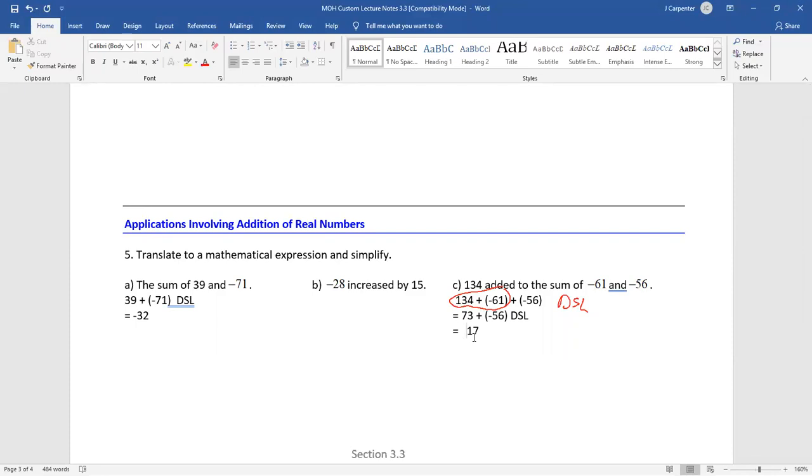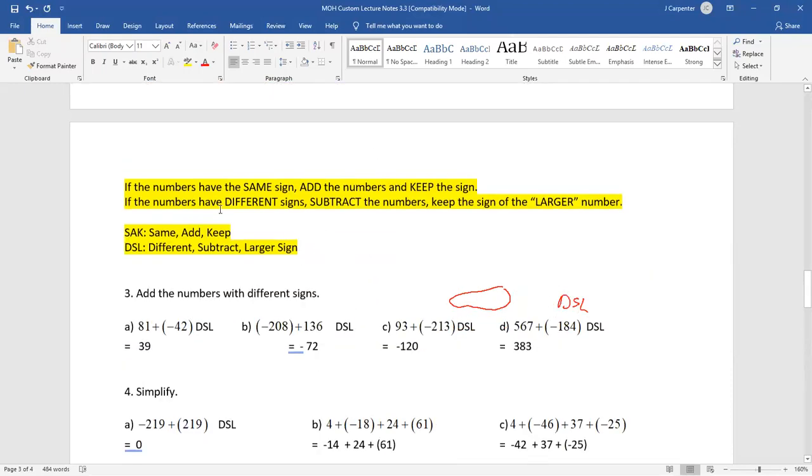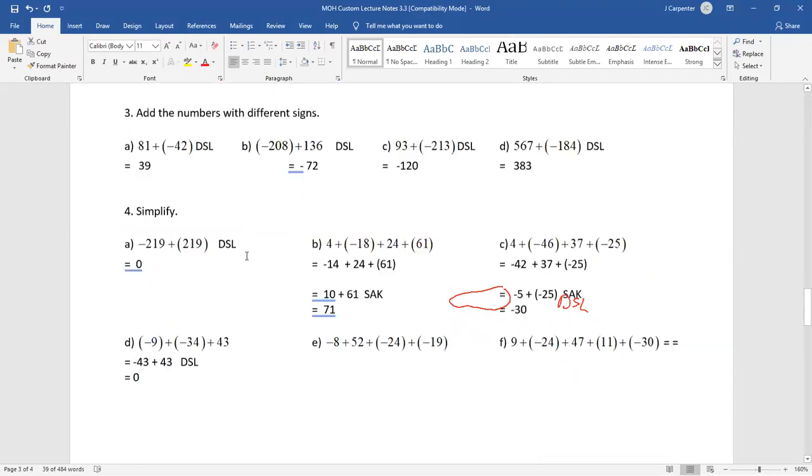So that is addition of signed numbers. I'm going to copy paste these rules one more time.